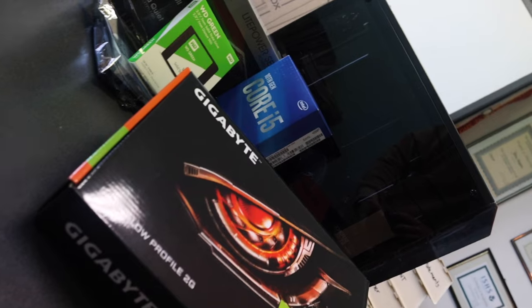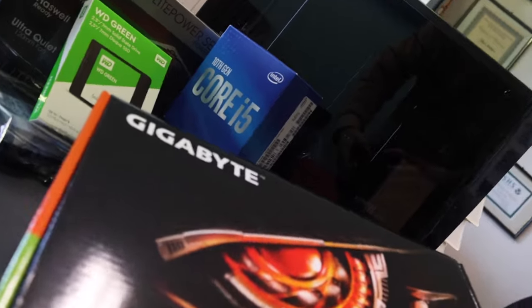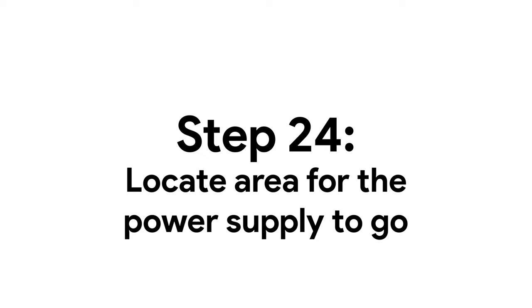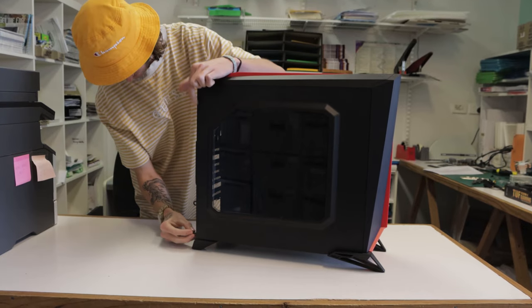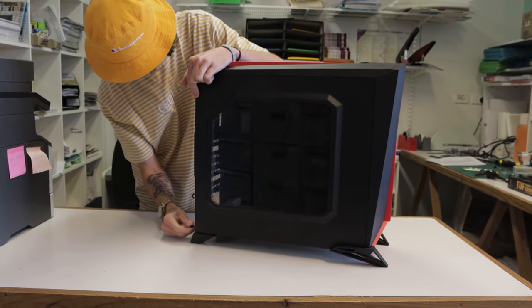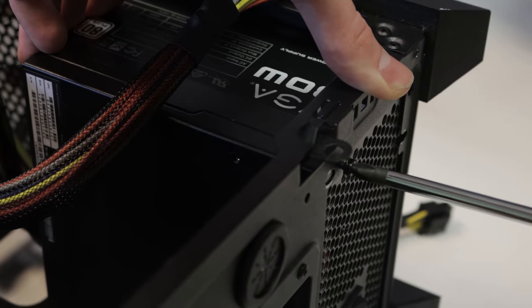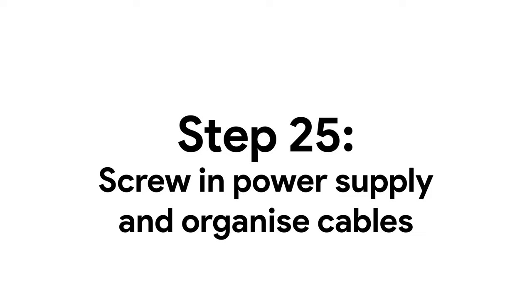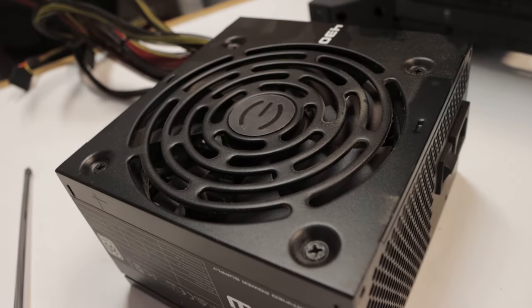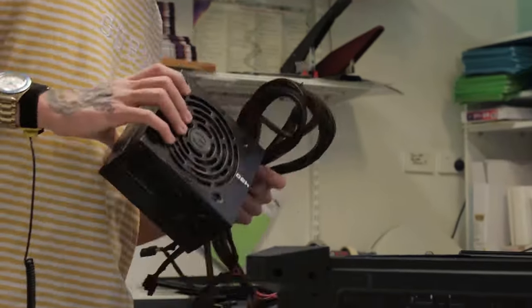Step 23, read the manual for these connectors, or look at your motherboard with a light, there'll be small writing near the bottom and this will indicate where they need to be slotted in. Step 24, move to the back of the case or side depending on your case's design and find the area with 4 screw holes for your power supply to go. Step 25, proceed to screw in your power supply and organize your cables.